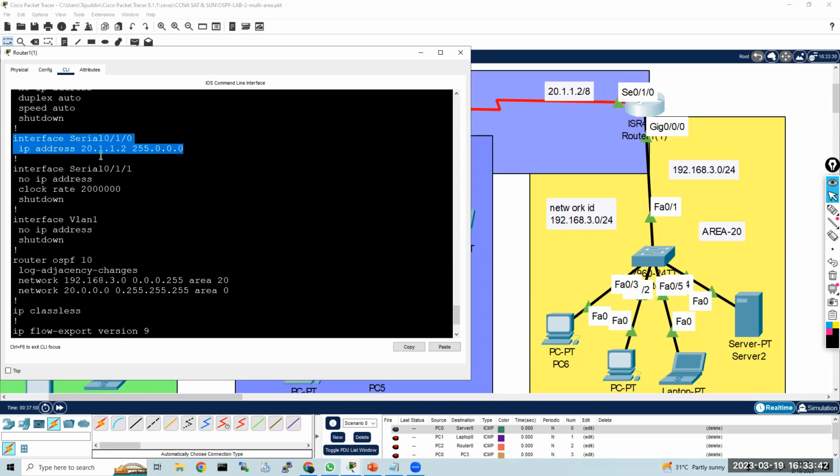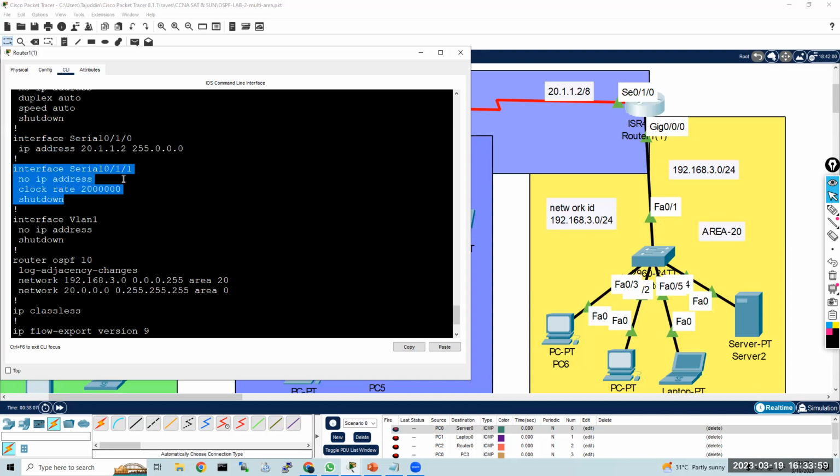Clock rate is 20,000, sir. You need to set it. 20,000. We are not using this interface. Okay, so set it for that one also. It is not connected, Malis. Why are you setting the clock rate?